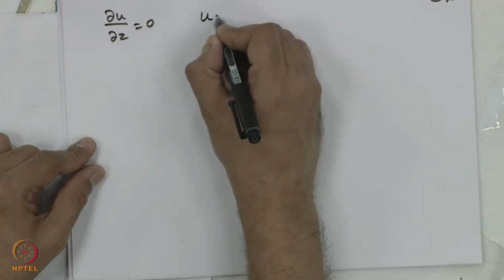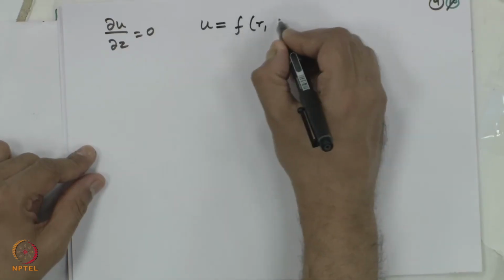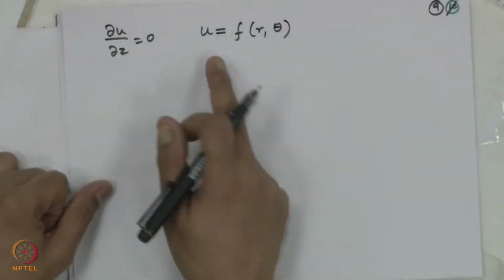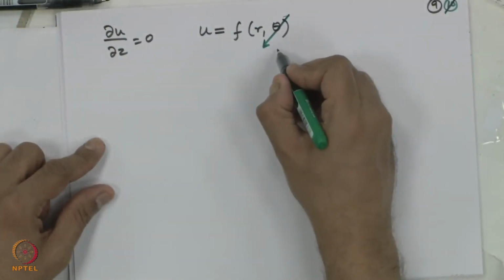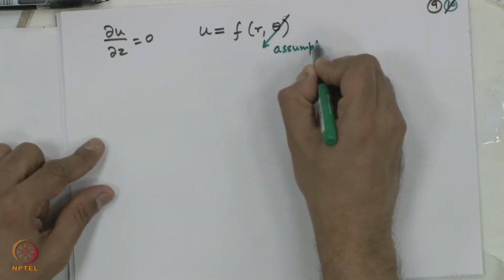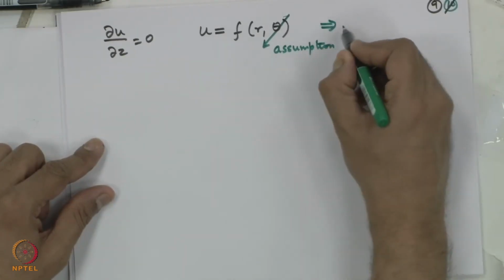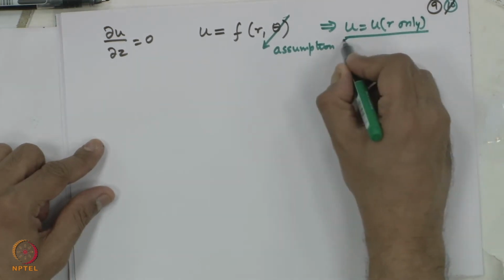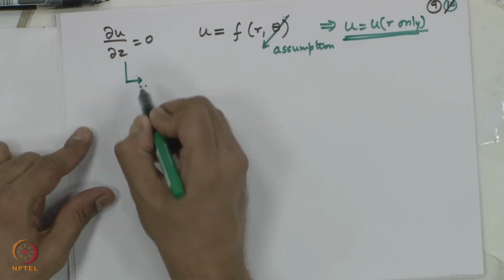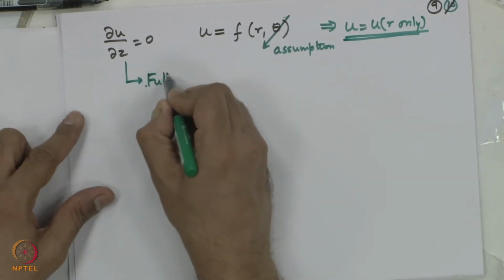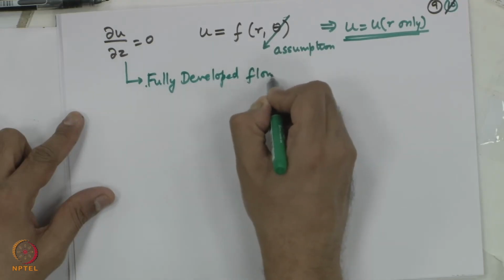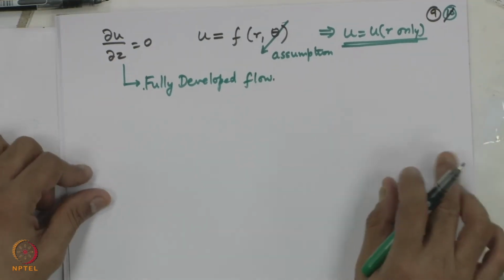u is a function of r and theta, because the gradient with respect to z is 0. So, u is at best a function of r and theta, but we said nothing is a function of theta. This was an assumption, and it is quite a realistic assumption. That means u is a function of r only, and this is what is called a fully developed flow.